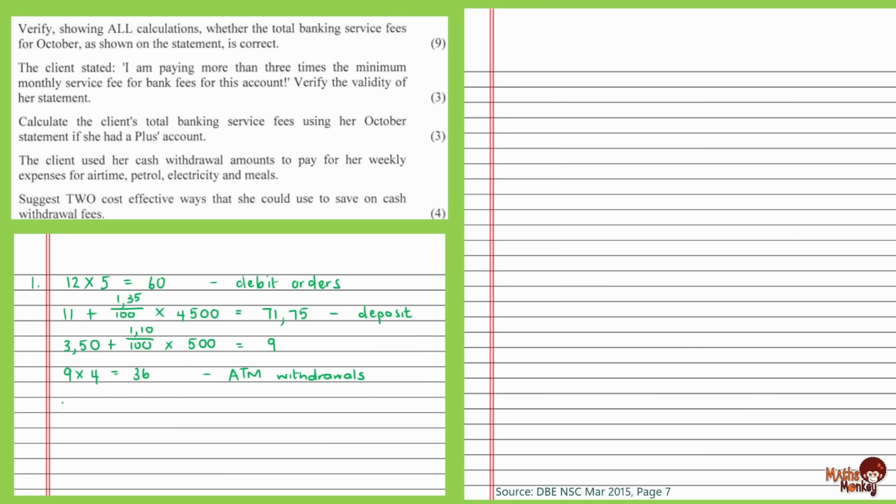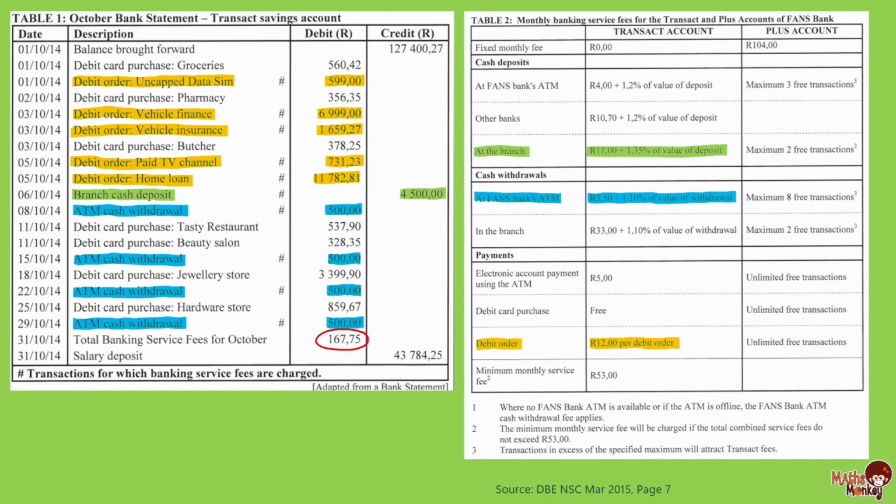So I'll go, okay, 60 is for the debit orders. So the total equals 60 plus the 71.75, and then it is plus 36. Okay, and now we can see 60 plus 71.75 plus 36, and my answer is 167 and 75 cents. Now I go back to see, is that what they charged? That's exactly the amount in red, right? So I know that this question is correct.